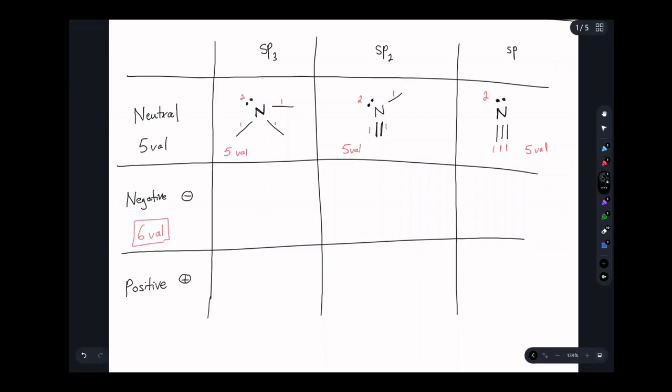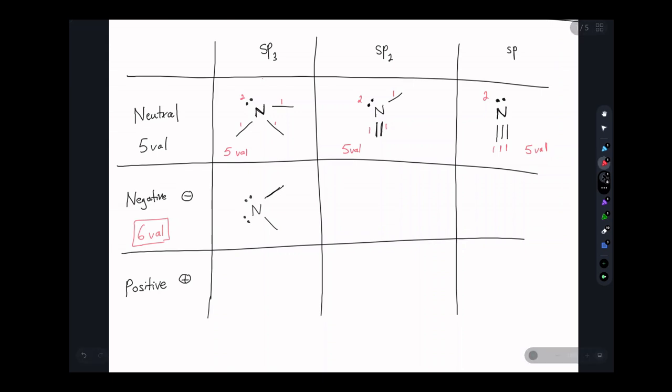But in order to do that, this atom is full. I can't just add another bond. I'm going to have to take one of these bonds and trade it and turn it into a lone pair. That would look something like this. A nitrogen with 2 lone pairs and 2 bonds.